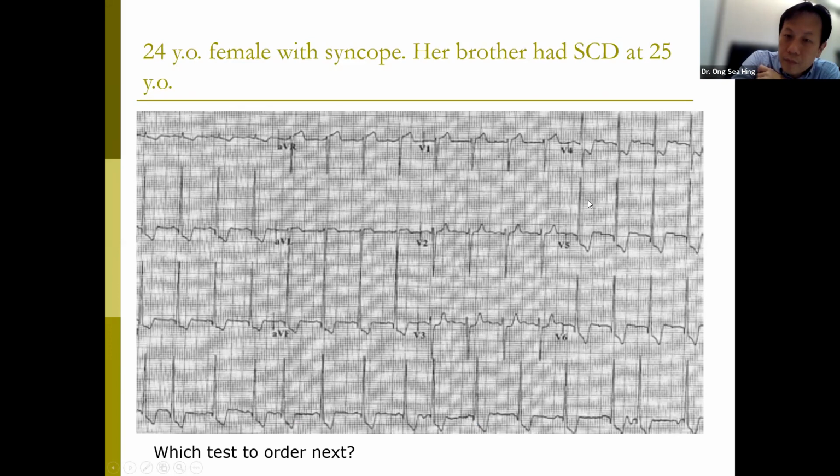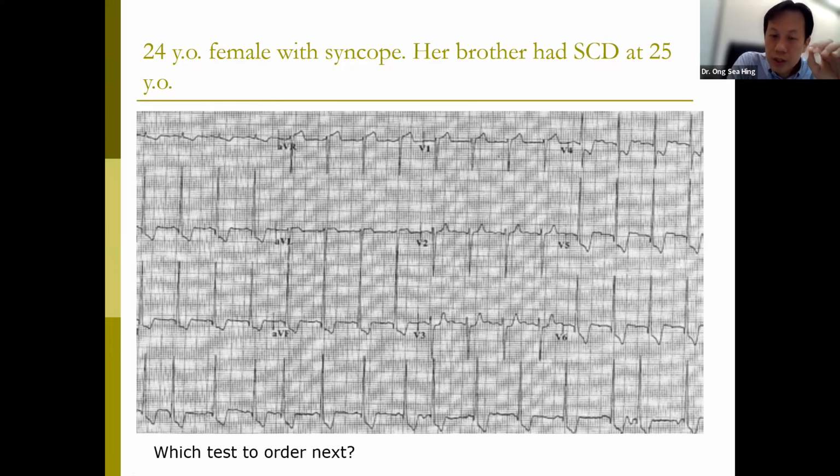There is ECG voltage criteria for left ventricular hypertrophy. There is ST depression in V4, V5, V6, and in the inferior leads. So this is a strain pattern. Of course, this could be due to ischemia, but in a 24-year-old female, you would not think that the patient has coronary artery disease. This ECG is much more typical of left ventricular hypertrophy with strain.